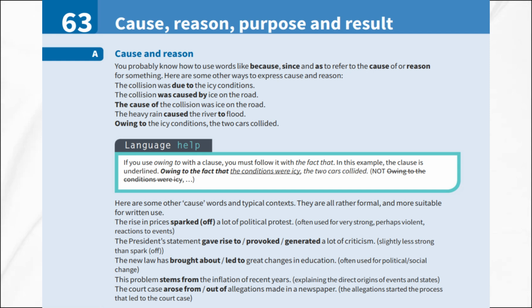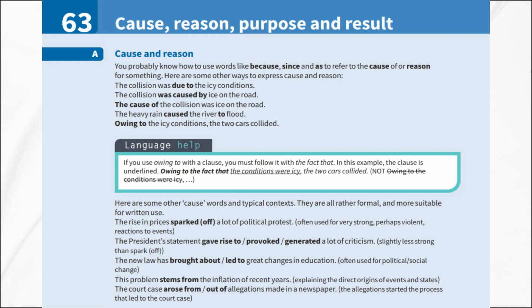Lesson 63. Cause, Reason, Purpose, and Result. Hello, and welcome to this lesson. Today, we are going to talk about cause, reason, purpose, and result, the words and expressions we use to explain why things happen, what they aim to achieve, and what the outcomes are. This is very useful for discussing events, arguments, and processes clearly. So, let us get started.